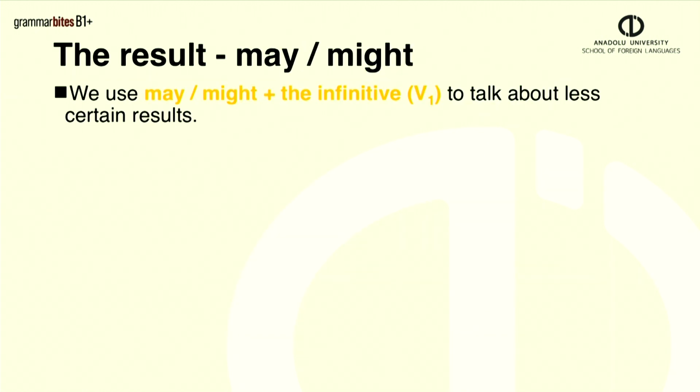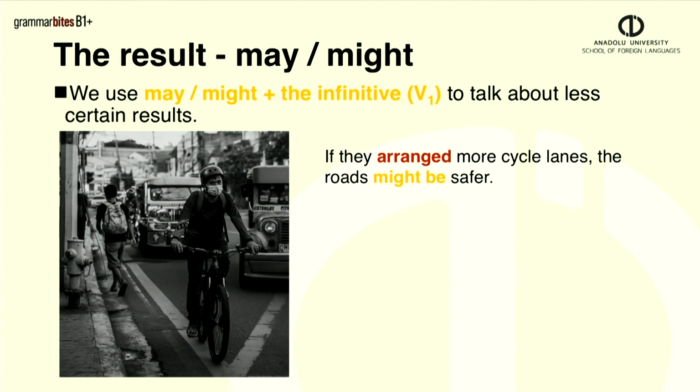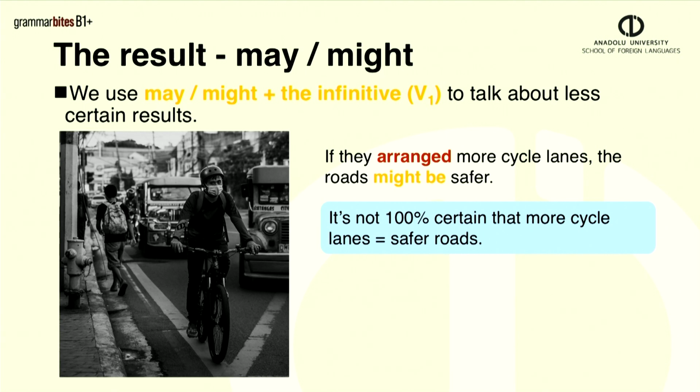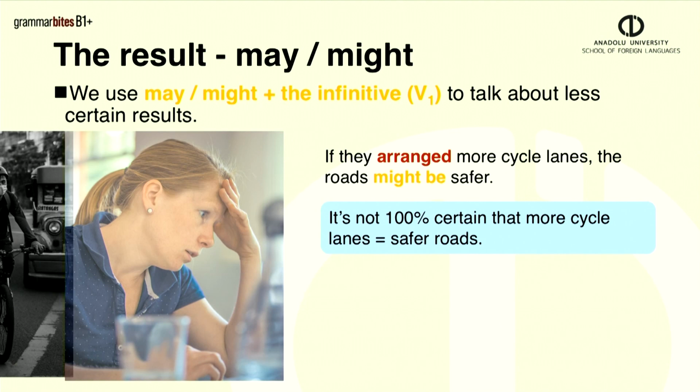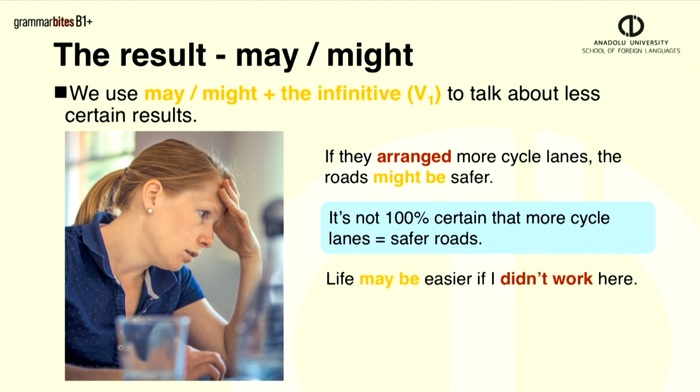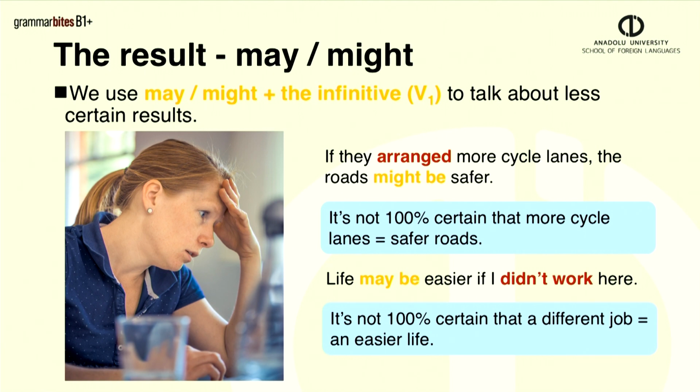In the result clause, we can also use may or might plus the infinitive to talk about less certain results, when we are not so certain of the outcome. If they arranged more cycle lanes, the roads might be safer. It's not 100% certain that more cycle lanes equals safer roads. Life may be easier if I didn't work here. It's not 100% certain that a different job equals an easier life.